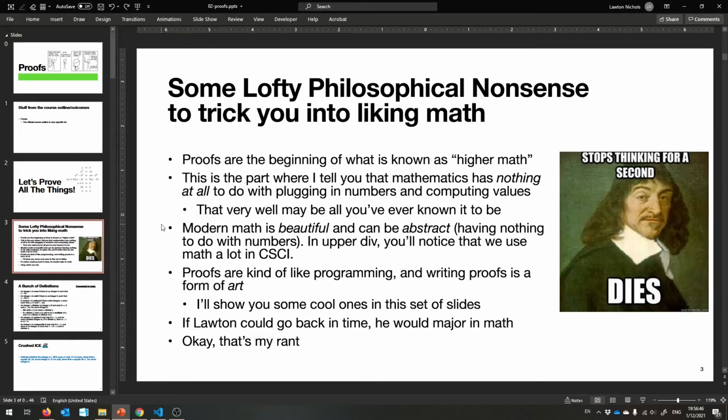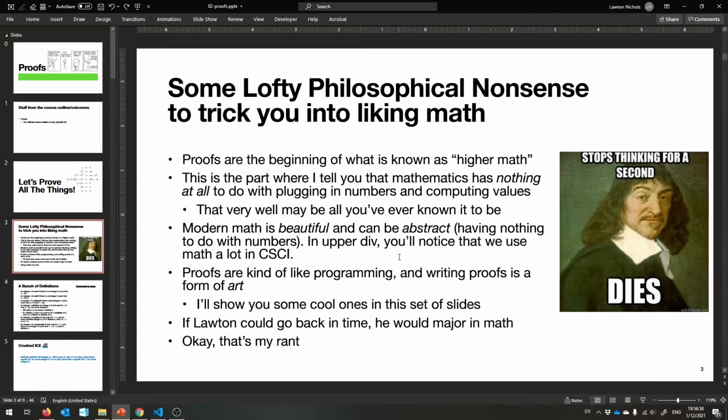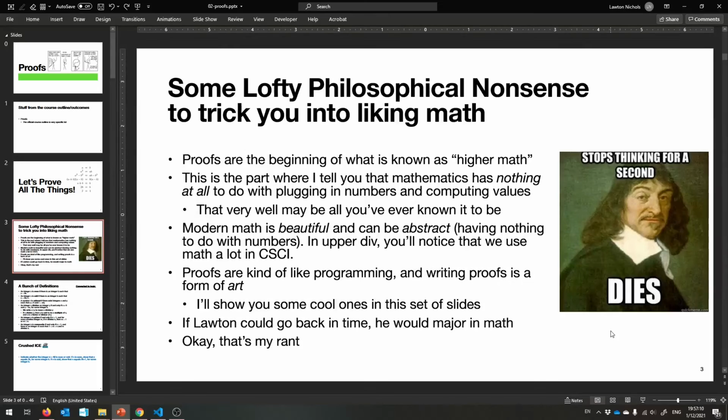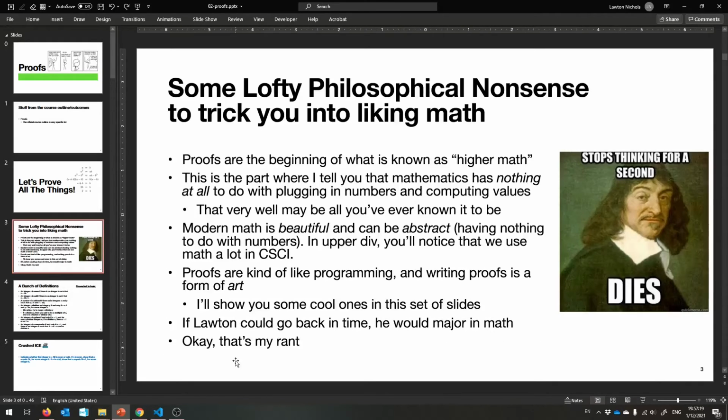And it is my job to now tell you that math can be beautiful. Okay, it can be abstract, and you can deal with more pictures than numbers. And in your upper division computer science classes, we're going to be using this kind of math quite a bit. Okay? And in a certain very precise sense, proofs are really programming. And writing proofs is either writing a program or it's something beautiful. It's like art. Okay? So I'm going to show you some extra cool proofs in this set of slides. And I would totally double major in math if I could go back and do it all over again. Okay, that is my rant.